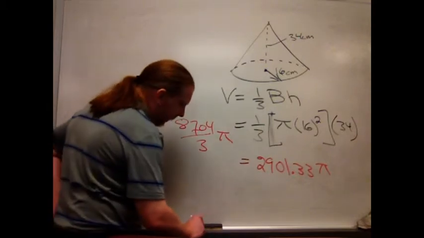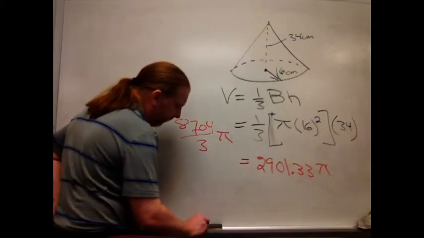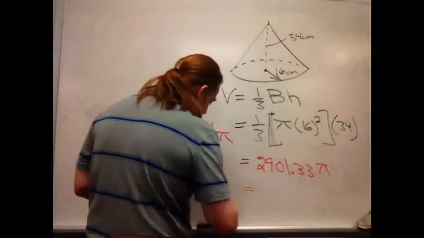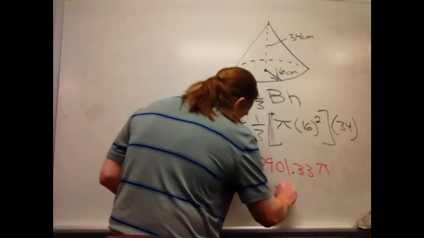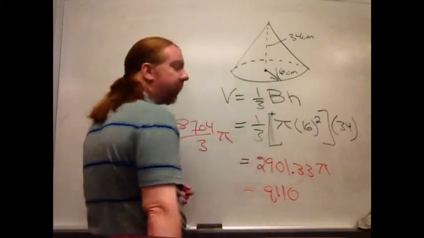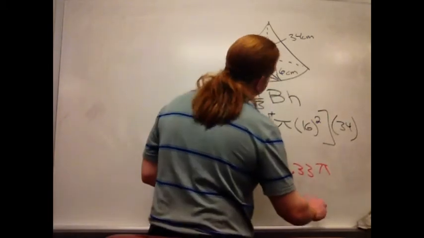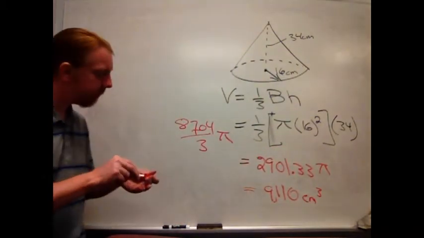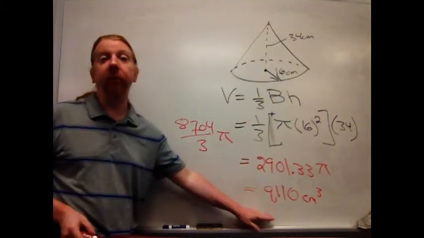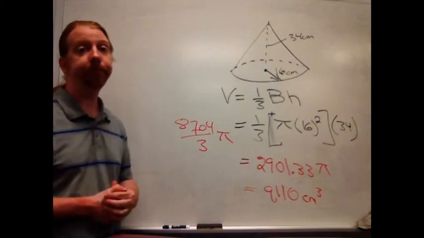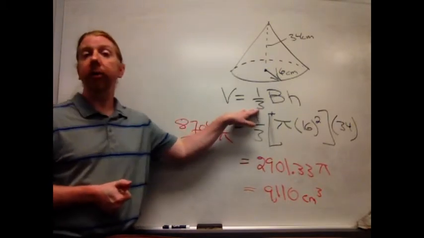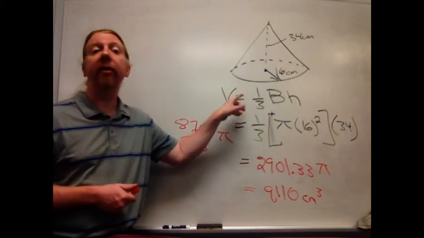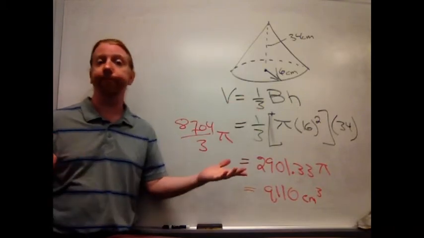So I'll take this divided by 3, multiply that by 3.14 as our approximation of pi, and I have a final answer of 9,110, in this case, cubic centimeters. All 3 of these would be acceptable answers to this problem. And again, when we're dealing with cones or pyramids, it's really just the exact same thing we did with prisms, except it's 1/3 the volume.